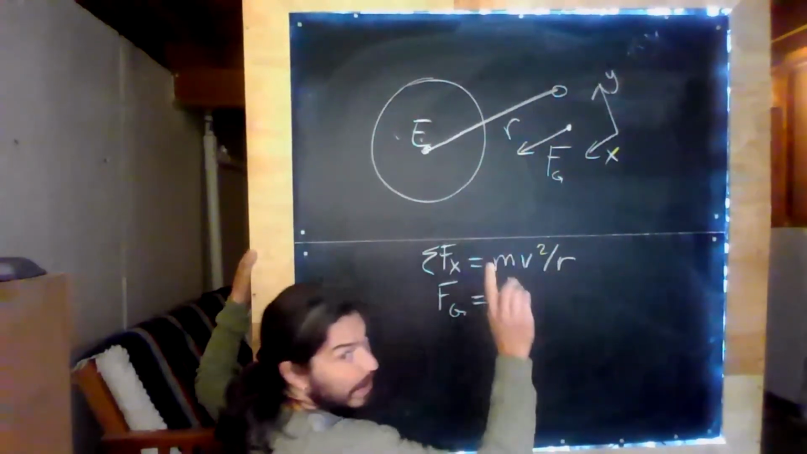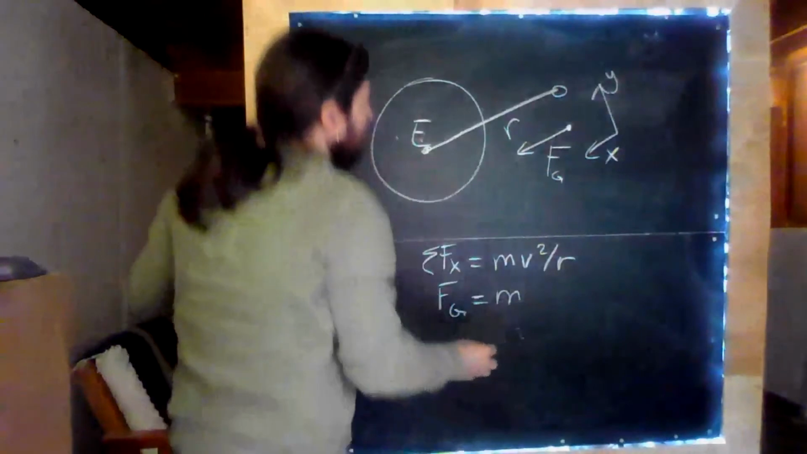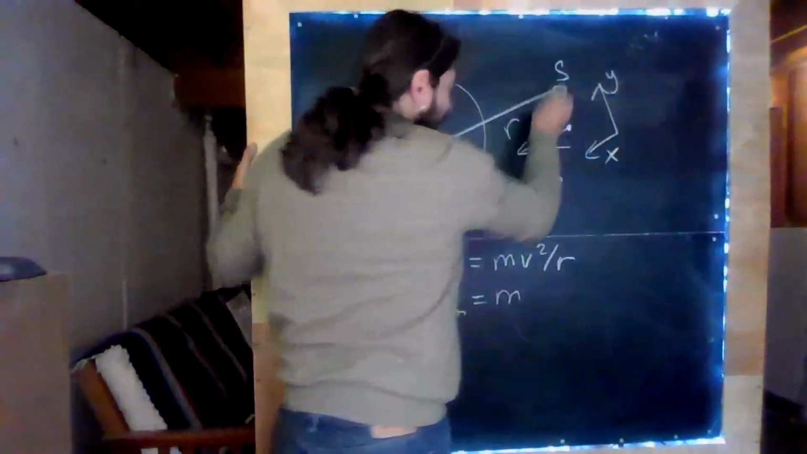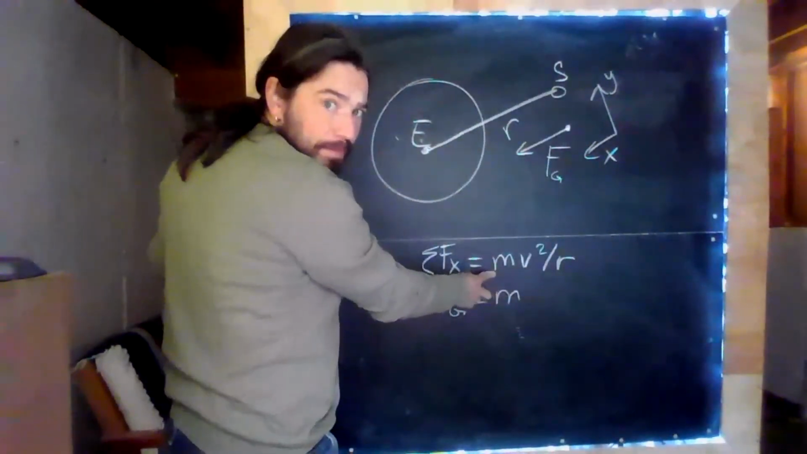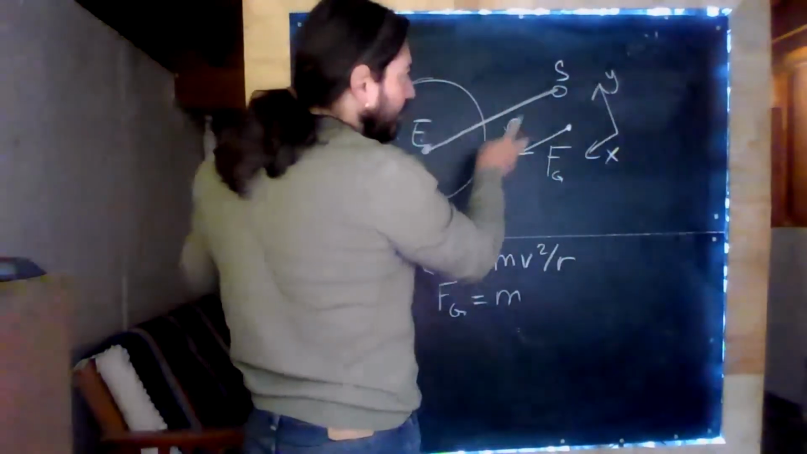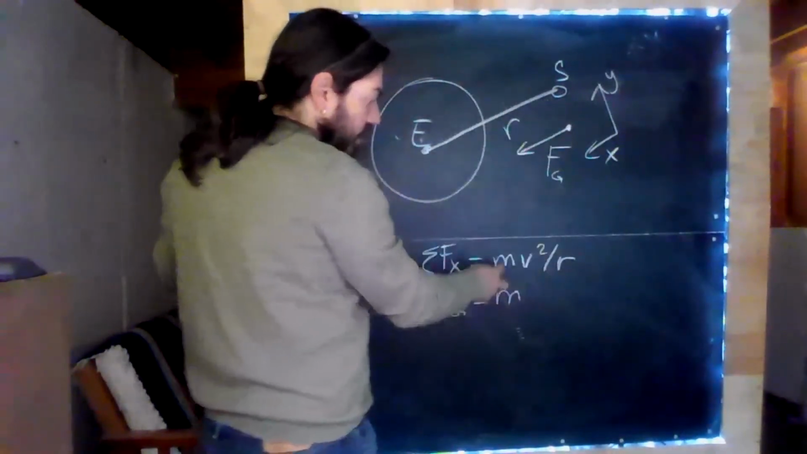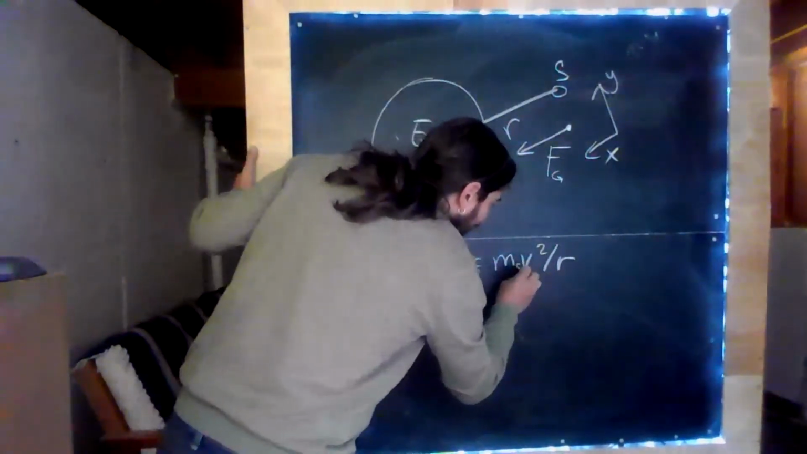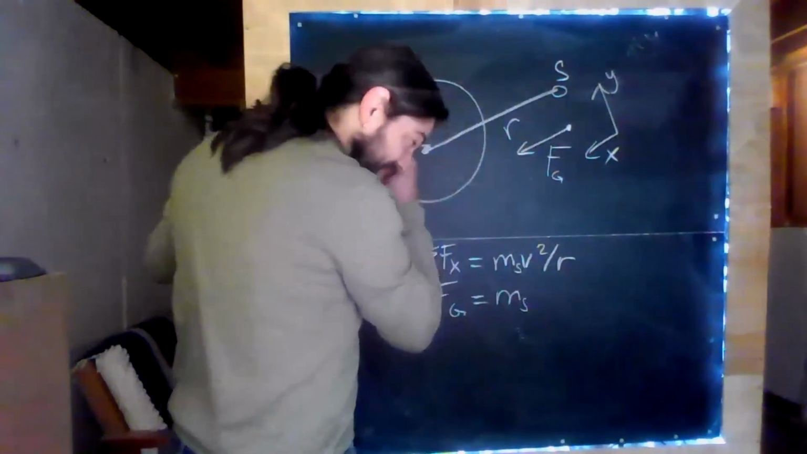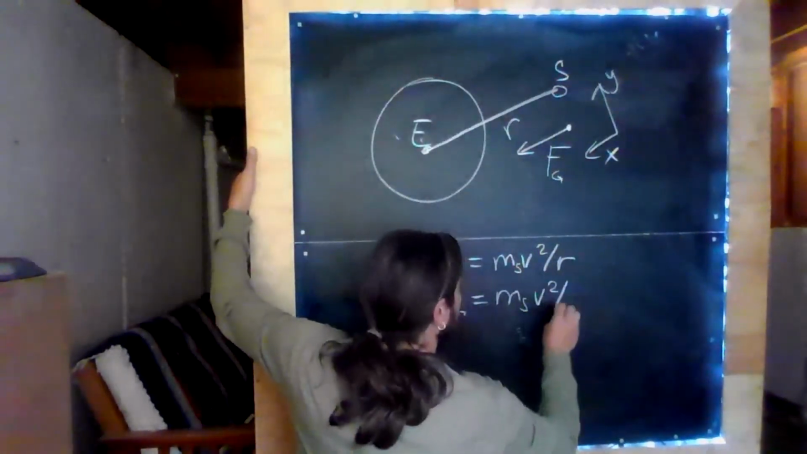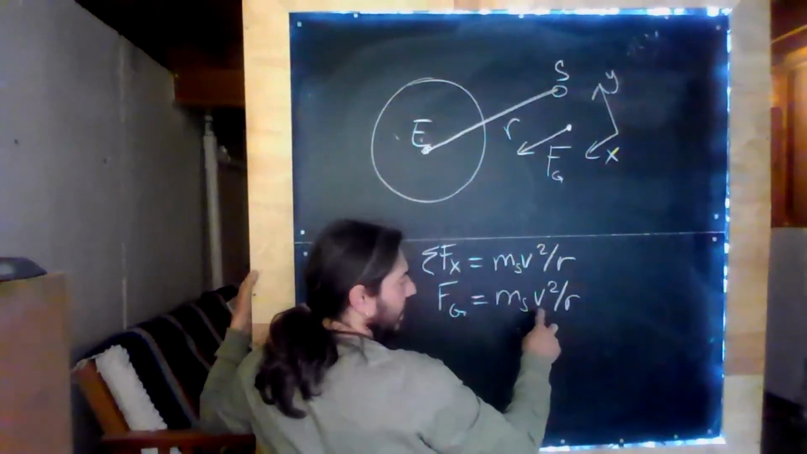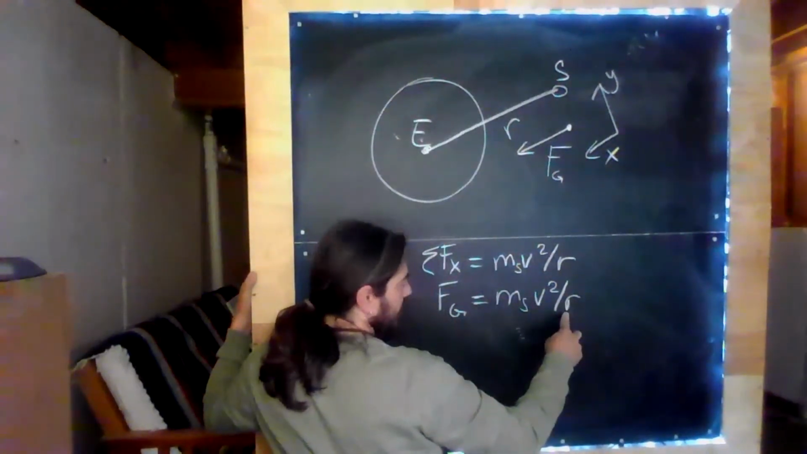Oh, wait, we need to back up here just a little bit, don't we? So this is Earth, and this is my satellite. Which mass is this? Ooh, I'm summing the forces on the satellite, aren't I? So this mass must be the mass of the satellite. That's how fast the satellite's going, and that's how far it is from the center of the Earth.